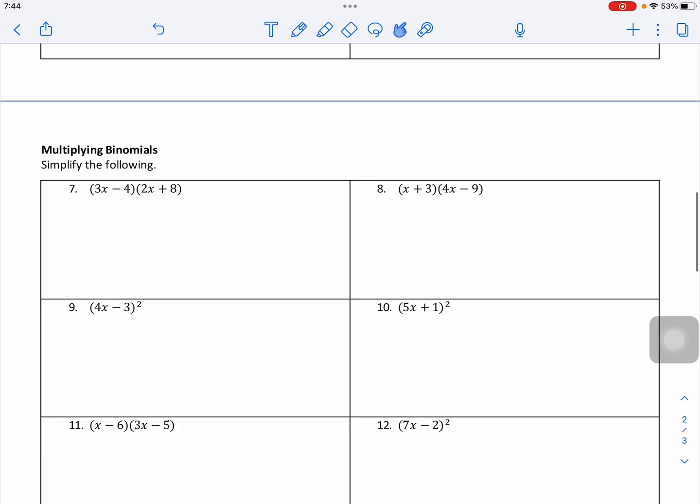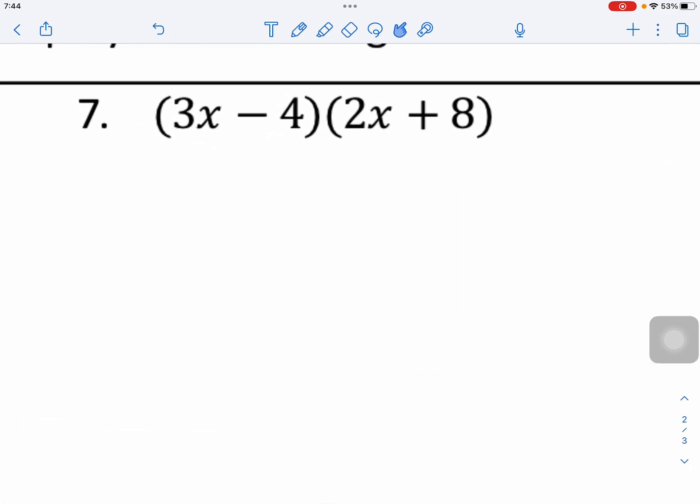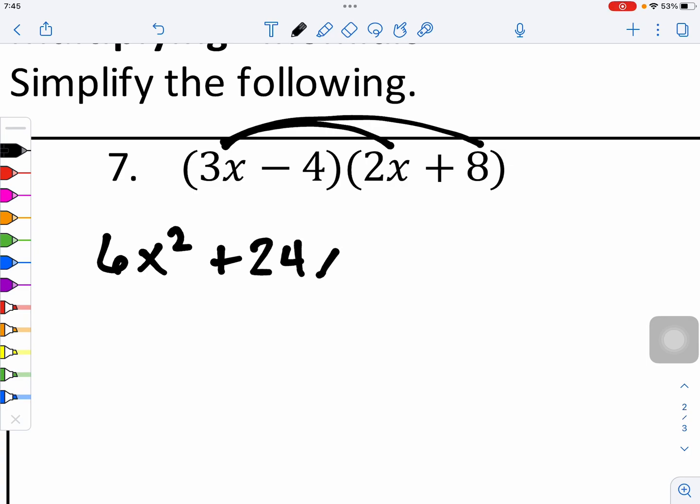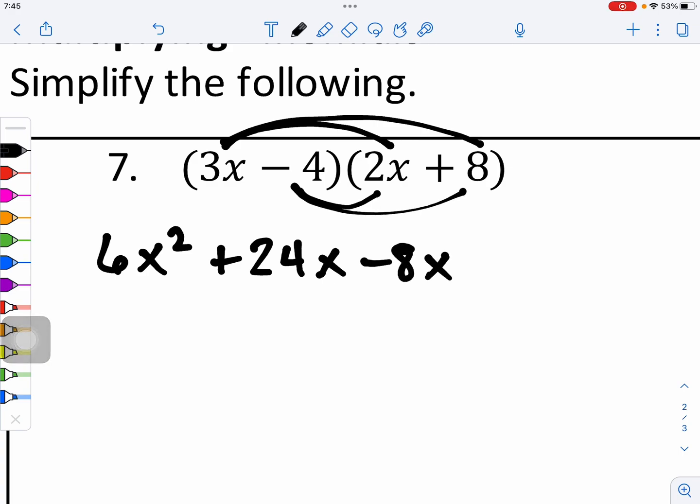Next, we're going to multiply, which I believe we've done before. So just remember, you're taking that 3x and you're multiplying it by everything in that second set of parentheses. 3x times 2x is 6x squared. 3x times 8 is positive 24x. And then I do the same thing with my negative 4. Negative 4 times 2x is negative 8x. And negative 4 times 8 is negative 32.